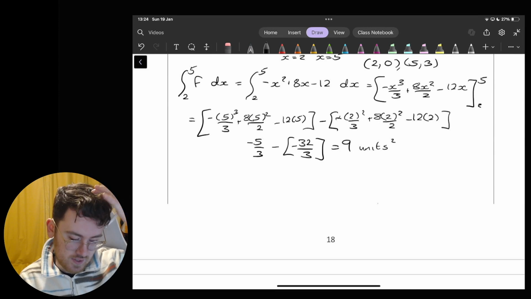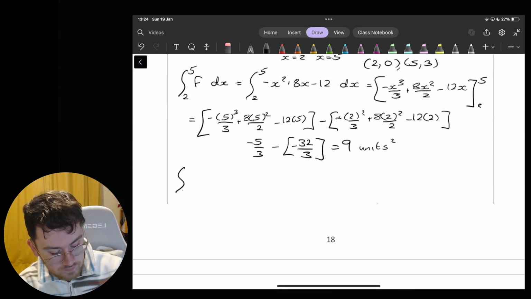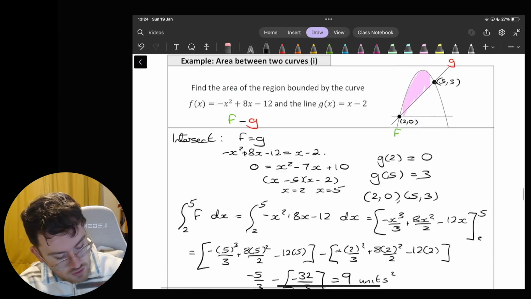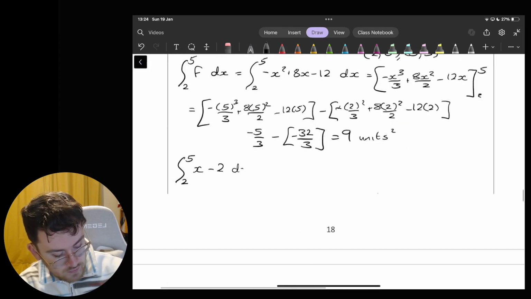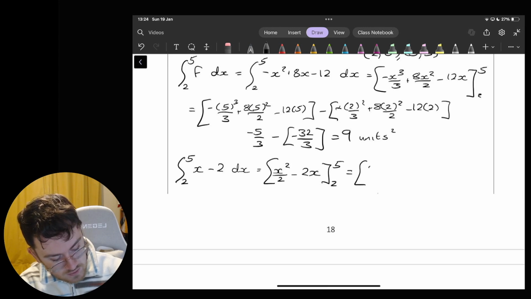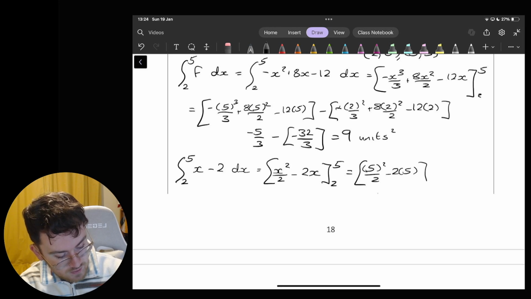I also need to find the integral for g in the same region. So that's x minus 2 dx. That's x squared over 2 minus 2x between 2 and 5. So 5 squared over 2 minus 2 times 5, minus 2 squared over 2 minus 2 times 2.